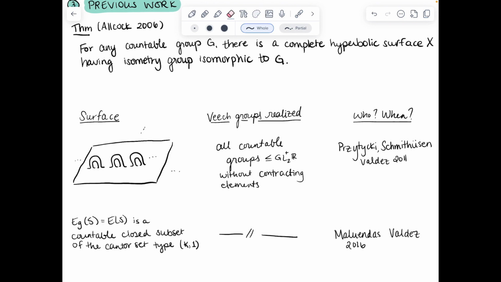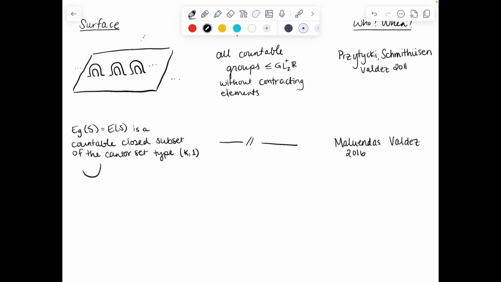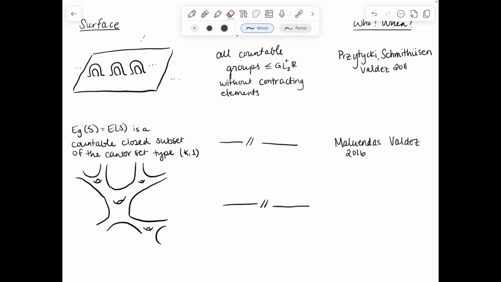Then Maluendas and Valdez in 2016 were able to expand to a larger family of surfaces, those where all ends are accumulated by genus, and the end space is a closed subset of the Cantor set of type K1. They showed that for these surfaces, again, all countable subgroups of GL2R without contracting elements are realizable as Veech groups. When you consider a closed subset of the Cantor set, a special case is the singleton, in which case we're talking about the Loch Ness Monster, and another special case is the entire Cantor set, in which case we are talking about the blooming Cantor tree, something that looks like this. You can think of their result as showing that all the surfaces, in some sense, between the Loch Ness Monster and the blooming Cantor tree have all countable subgroups of GL2R without contracting elements realized as Veech groups.